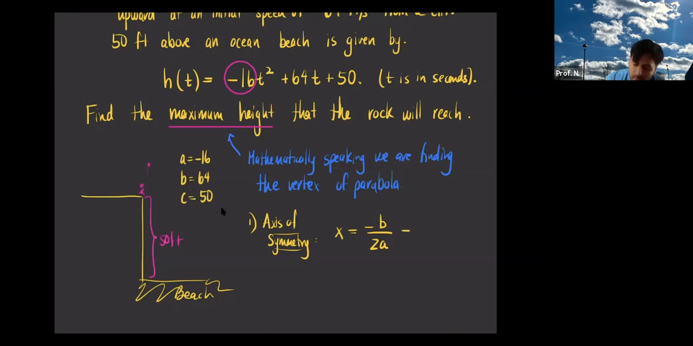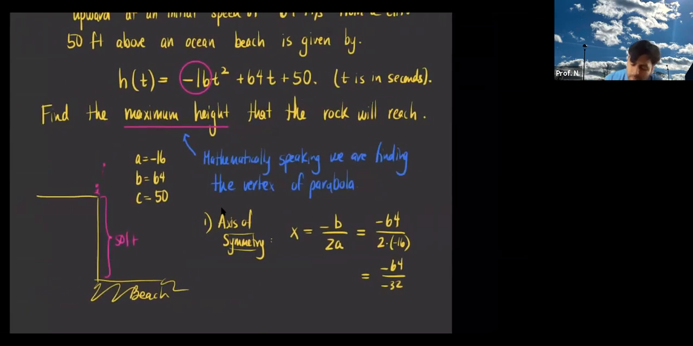Plug in. I get negative 64 divided by 2 times negative 16. And I get negative 64 over negative 32. And if you divide this, this is exactly 2. So actually, in this case, it's not x, it's going to be t, because my t is my independent variable. So make a note of that. Instead of x, we're using t in this case.